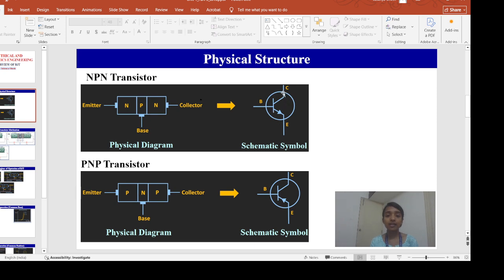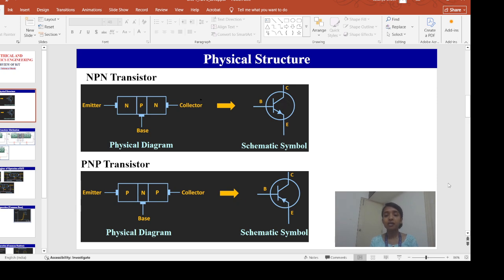This is my collector, this is my base and this is my emitter. For this NPN transistor, the arrow looks like this. NPN means not pointing in, that is, pointing out. So the arrow is outwards. But for the PNP transistor, it is pointing in, so the arrow is this way.